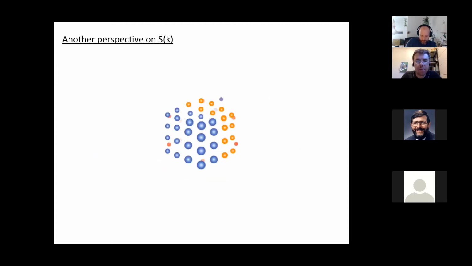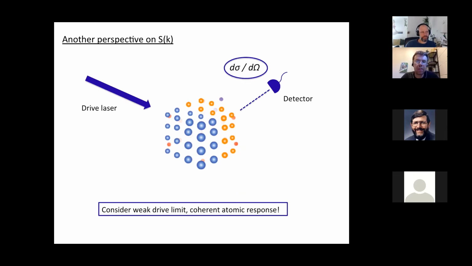To make this point a little clearer, let's look at some distribution here. It looks pretty ordered, like a crystal. It can be any other distribution where the atoms are pinned to certain points in space. As I said, let's think about a weak drive limit. There's a coherent response of the atoms. We have a detector under a certain angle with respect to that drive pulse.